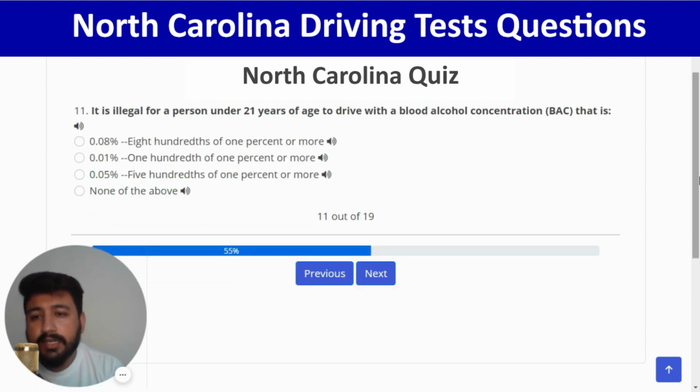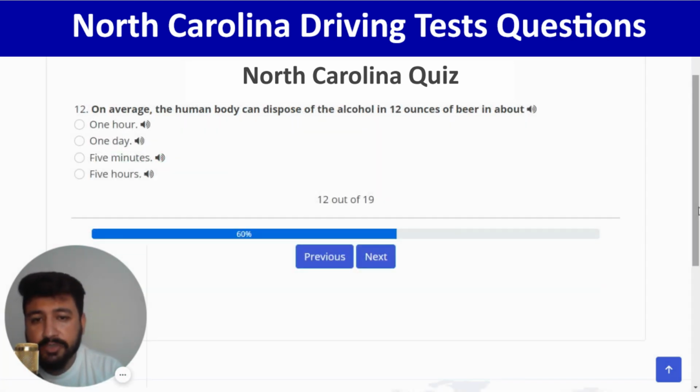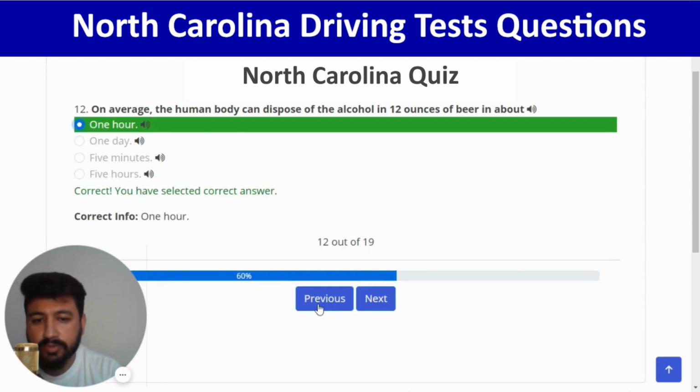Next. It is illegal for a person under 21 years of age to drive with a blood alcohol concentration, BAC, of what? The right answer is 0.01%, or 1/100th of 1%, or more. So it looks like the second option is the right one. Next. On average, the human body can dispose of the alcohol in 12 ounces of beer in about, the right answer is 1 hour.